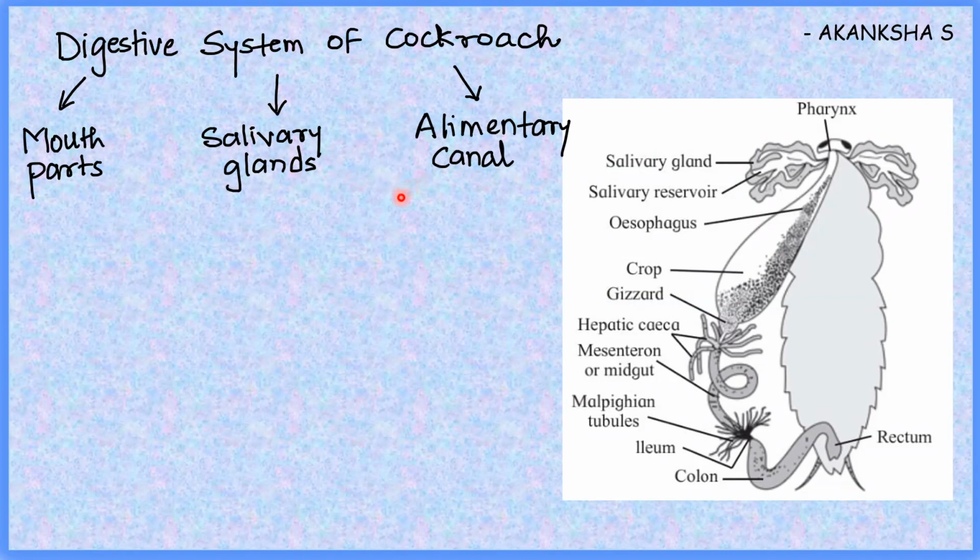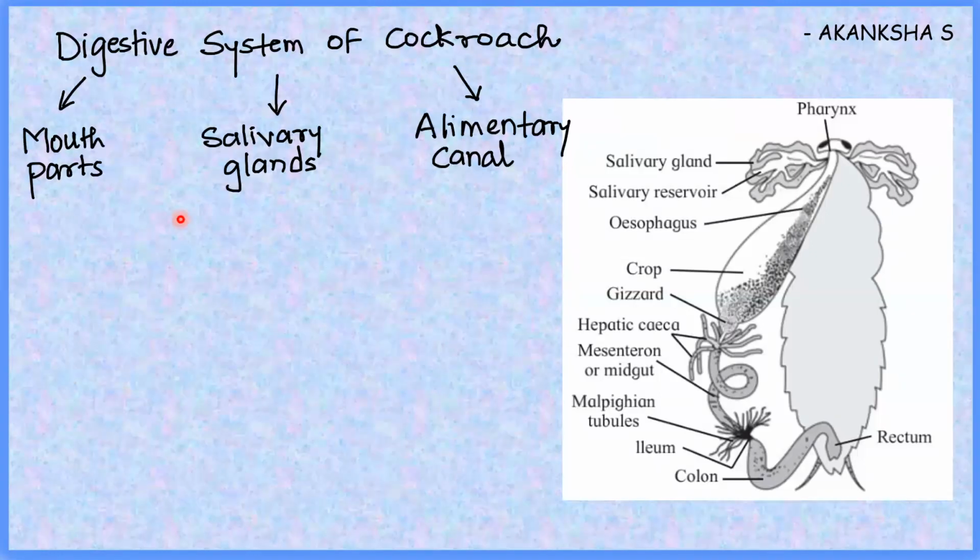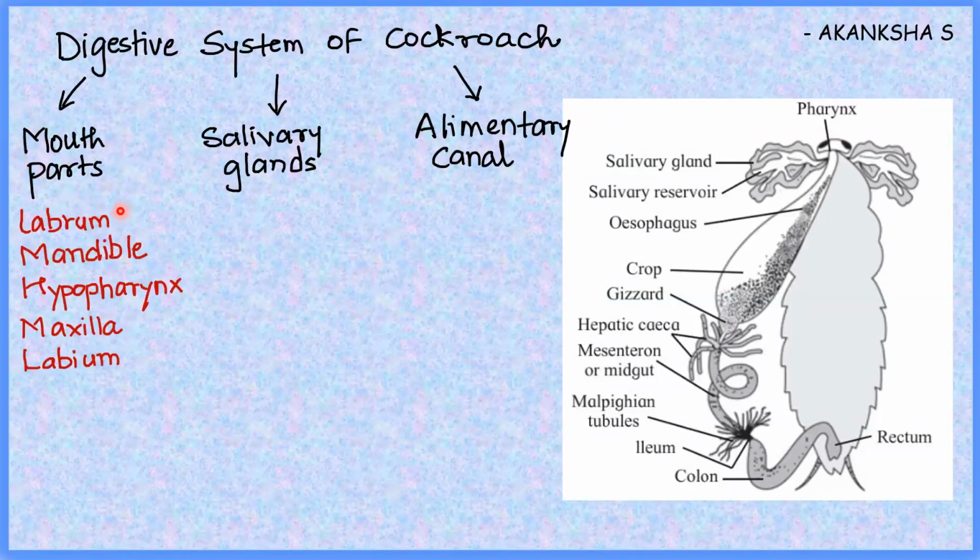Like us, in the human body we have a mouth. With the mouth, we have jaws, cheekbones which help us, teeth for mastication, and a tongue, right? Similarly, even the cockroach has mouth parts, which are on a similar front to humans. They are the labrum, mandible, hypopharynx, maxilla, and labium. We'll learn about these when we discuss the parts of the cockroach's body.